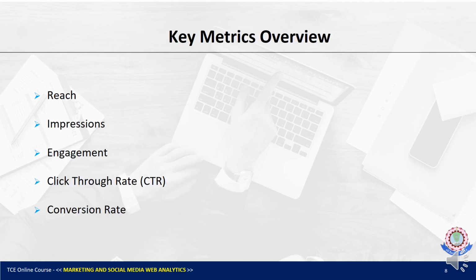Key metrics overview. These are the most commonly used marketing metrics. One is reach, the number of audience members the content is going to reach. Next is impressions, what impression it is going to create. Then engagement, how far the stakeholders have been engaged with that particular content. Then click through rate, or CTR, then conversion rate. We will now understand each of these in detail with examples.